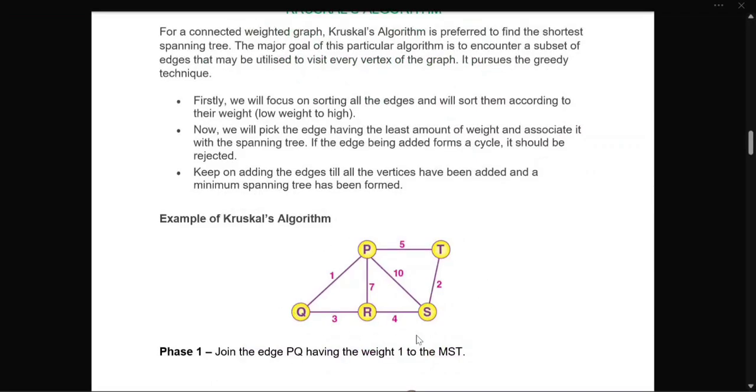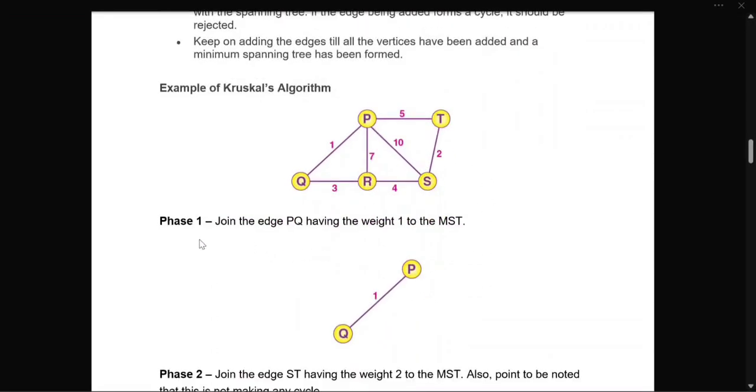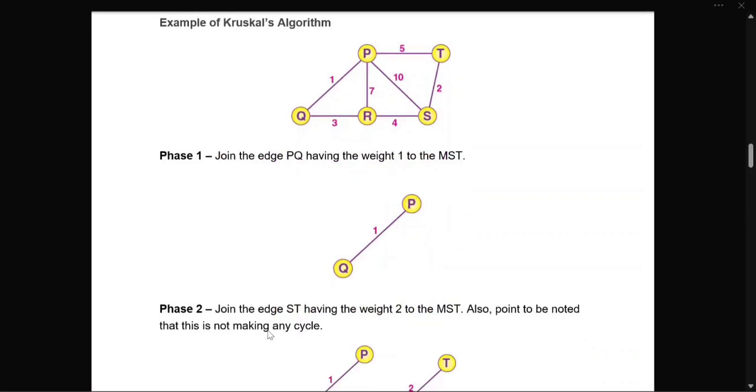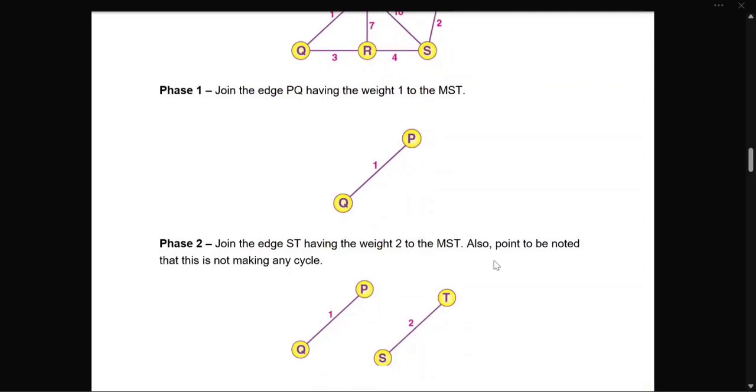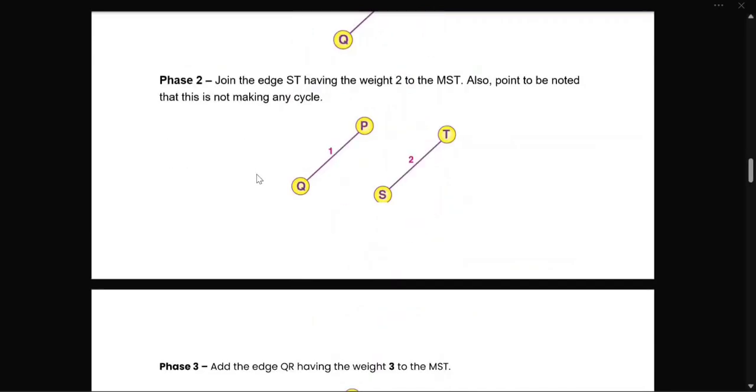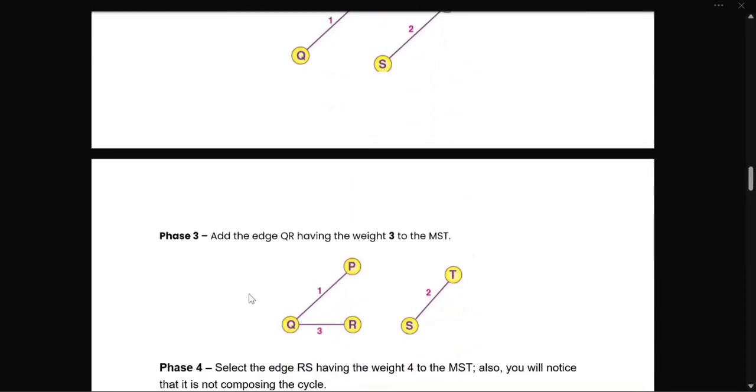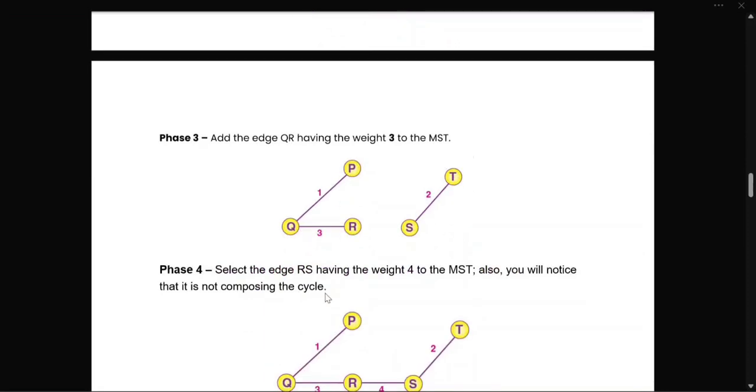So let us consider this graph. Phase 1. Join the edge PQ having the weight 1 to the minimum spanning tree. Phase 2. Join the edge ST having the weight 2 to the minimum spanning tree. Also, note that this is not making any cycle. Phase 3. Add the edge QR having the weight 3 to the minimum spanning tree.